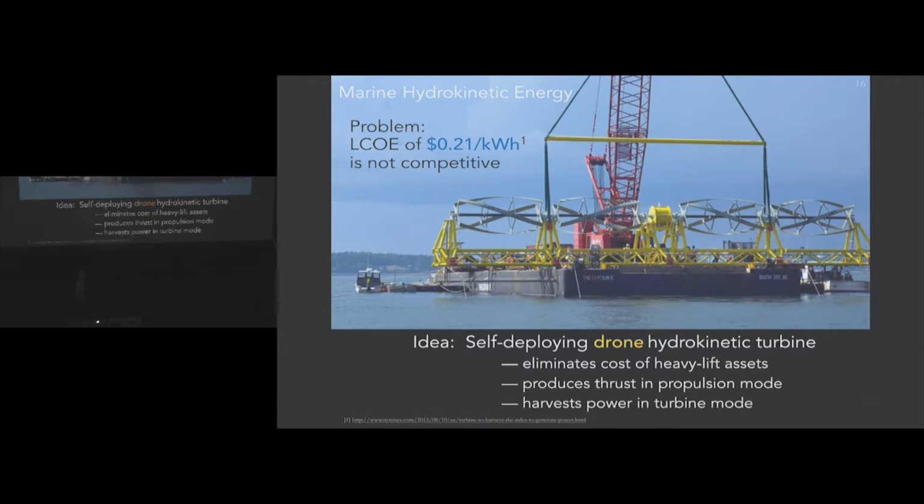Okay, so the idea is that maybe we can reduce or eliminate some of the expensive equipment needed to install these things. You can see this barge and this crane here used to install this offshore marine hydrokinetic turbine out in this estuary. Those are really expensive pieces of equipment. If somehow we can make this thing act like a propeller, such as the propellers from the previous slides, and then self-propel itself out to the installation site, then we could eliminate the cost of those heavy lift assets.